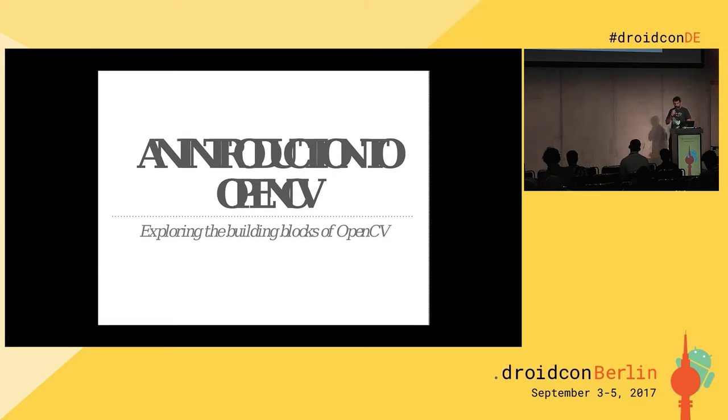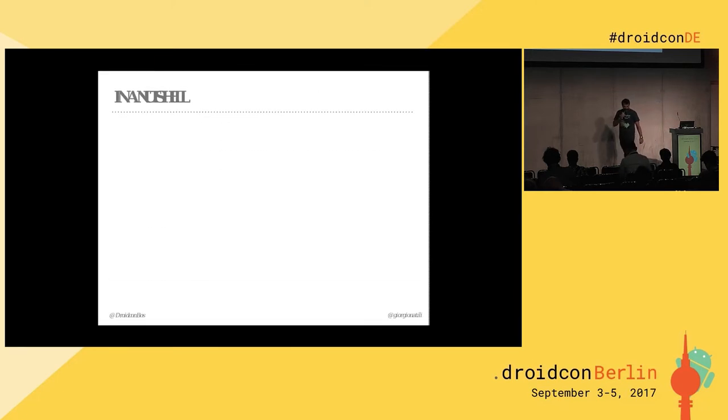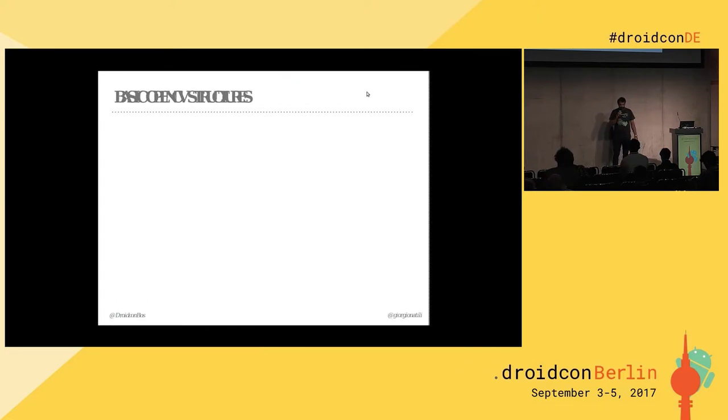So let's start to understand the building blocks of OpenCV. In a nutshell, OpenCV is an image processing library. It's open source, and it's available for C, C++, and Python. It's under the BSD open source license, so you can use it for whatever you want. Commercial uses are allowed, and it's not a problem. And it's easy to install and to use.